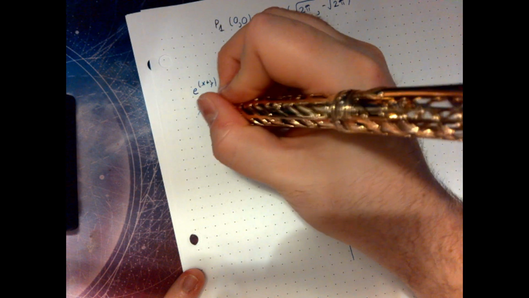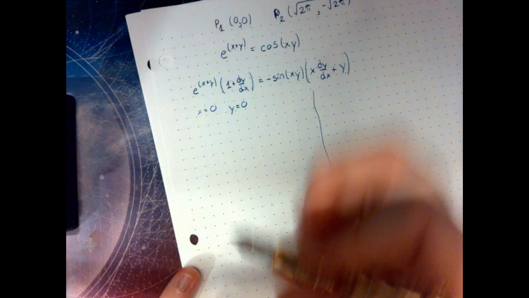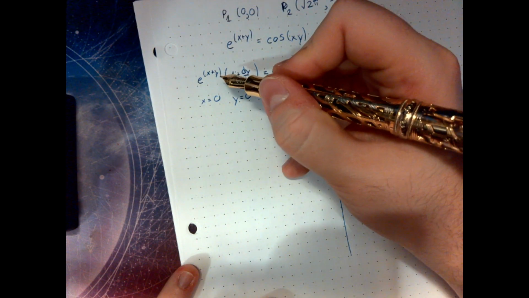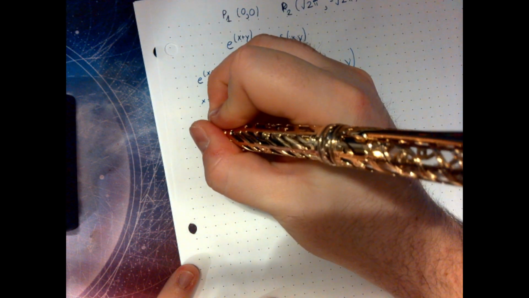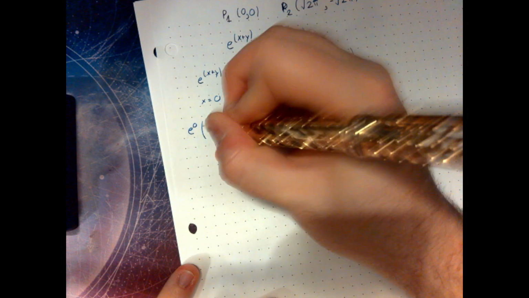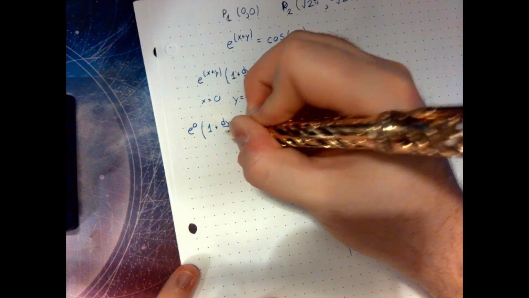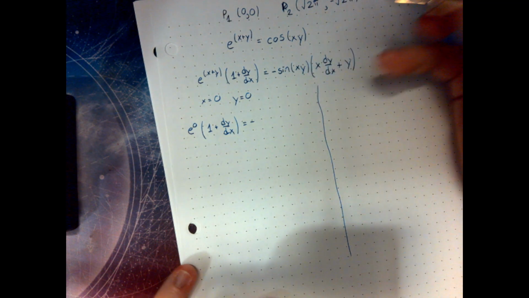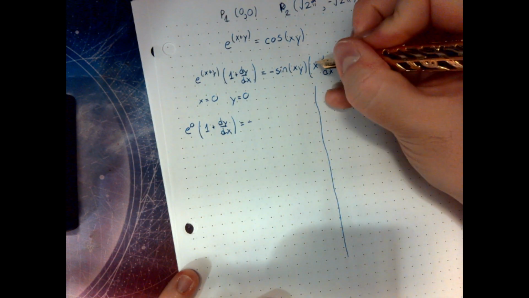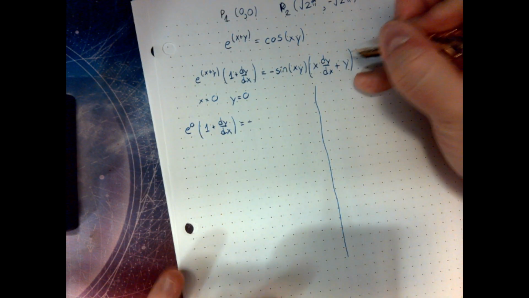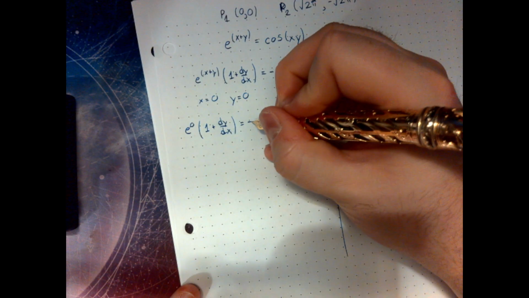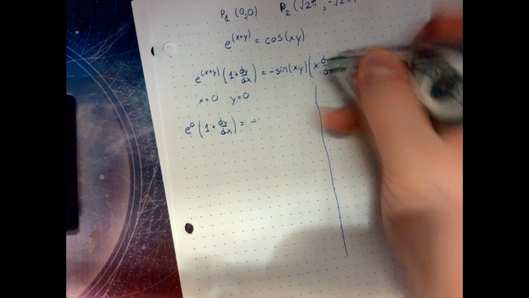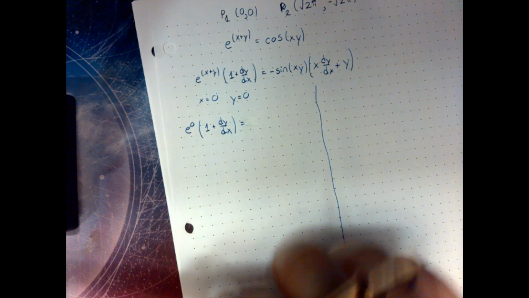So let's start with x equals 0, y equals 0. 0 plus 0 is still 0, so I have e to the power of 0 times 1 plus dy/dx equals minus sine of 0 times 0, which is 0, times 0 times dy/dx plus 0. So all of this is just equal to 0.